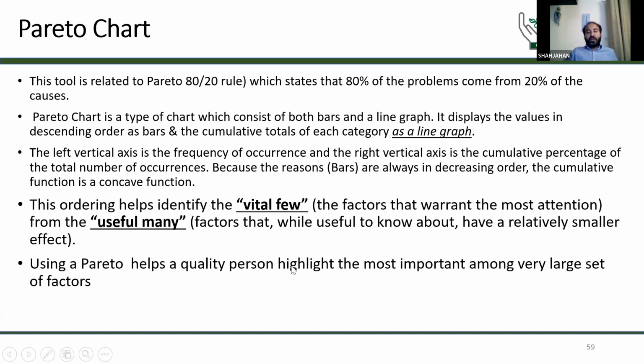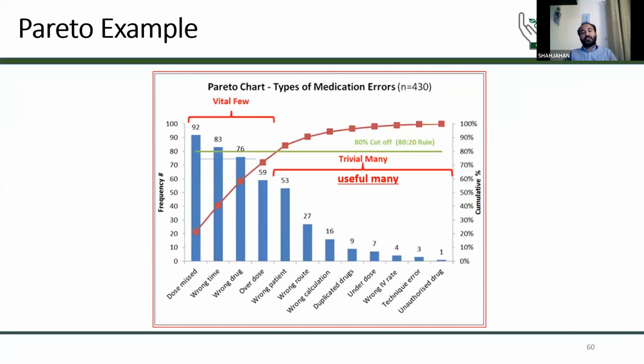Using a Pareto chart helps the quality person highlight the most important among a very large set. Now we have many issues, as you see in this fishbone diagram. Which is the main problem that is making the issues? We have to solve that one. If we solve those 3 or 4 problems, it will solve 80% of the problem. So this is the chart, the Pareto chart.